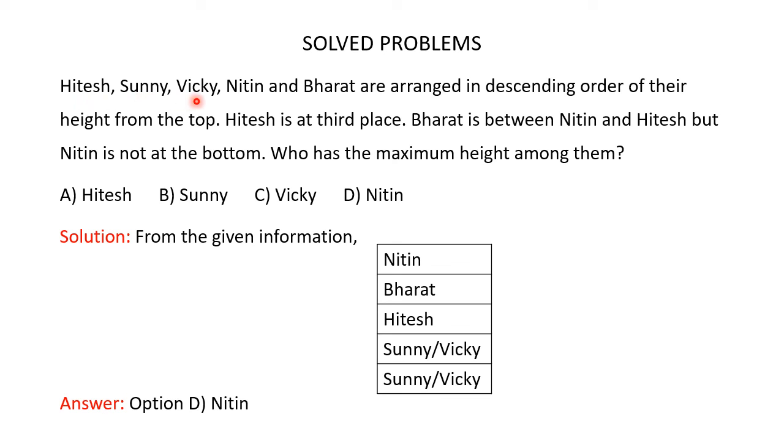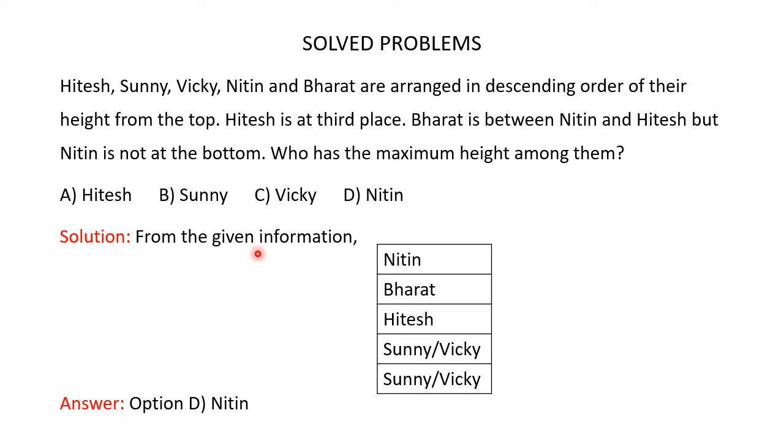Hitesh, Sunny, Vicky, Nitin and Bharat are arranged in descending order of their height from the top. Hitesh is at third place. Bharat is between Nitin and Hitesh, but Nitin is not at the bottom. Who has the maximum height among them? You are given four options and you have to find out which of these options is the correct one.